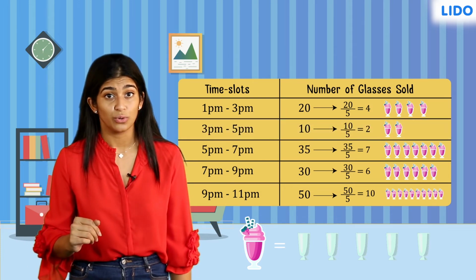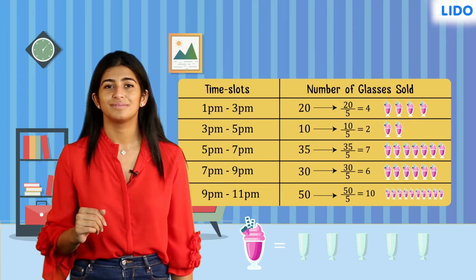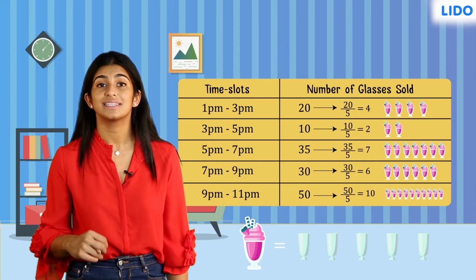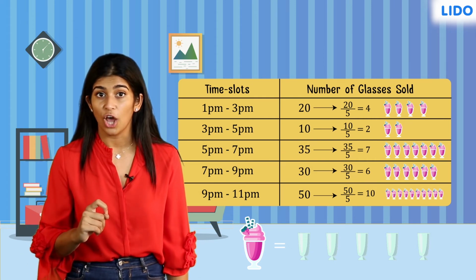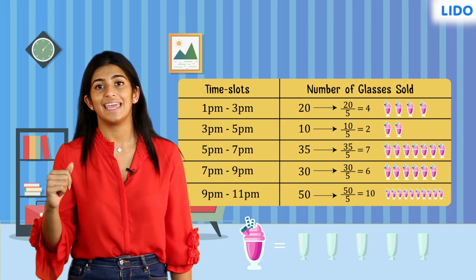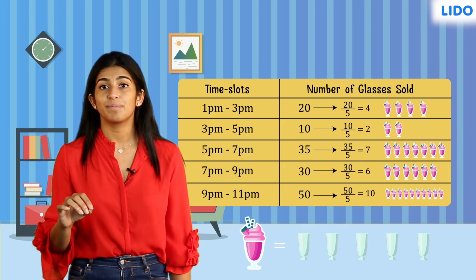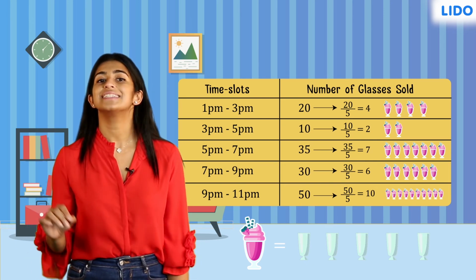How many glasses were sold in the 7 p.m. to 9 p.m. slot? Count the number of stickers in that slot and multiply it with the scale. 6 stickers multiplied with 5 is equal to 30 glasses.